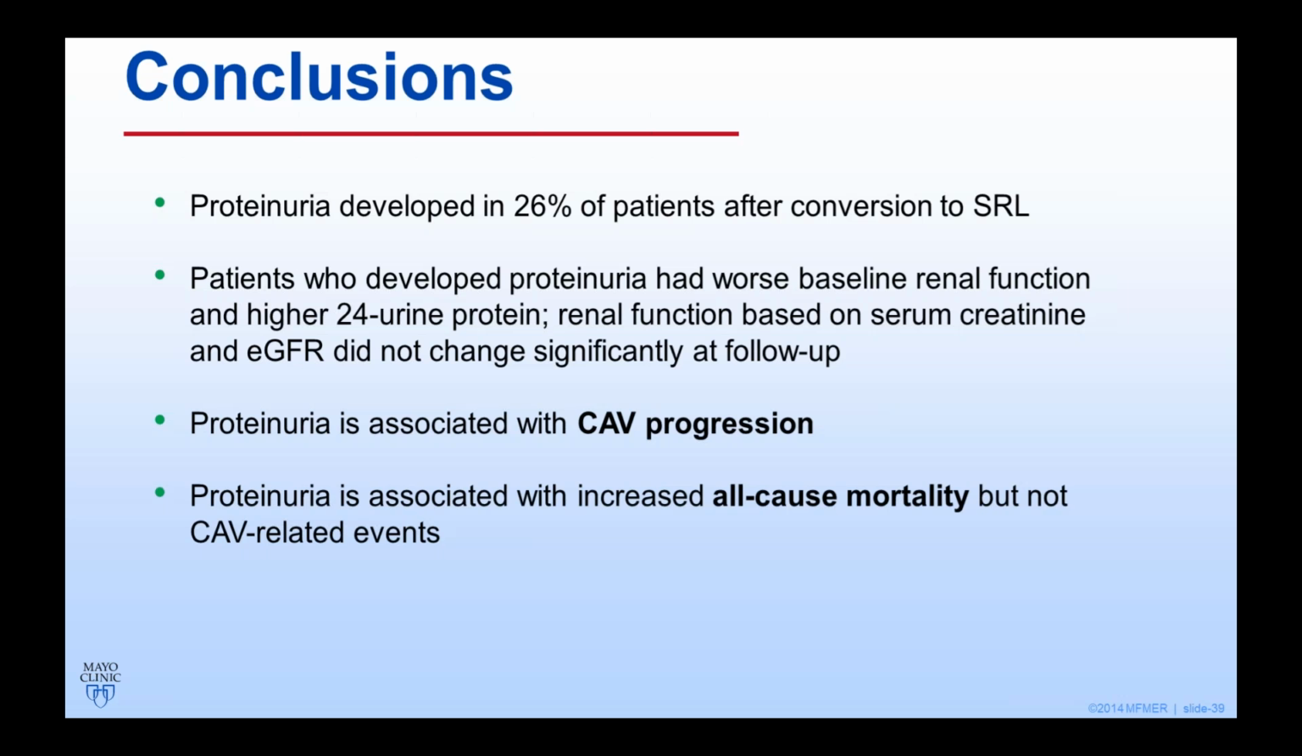So in conclusion, proteinuria developed in 26% of the patients after conversion to sirolimus. The patients who developed proteinuria had a worse baseline renal function and higher baseline 24-hour protein, but renal function, serum creatinine and GFR did not change significantly through follow-up. Proteinuria was associated with increased progression of coronary allograft vasculopathy and was also associated with increased all-cause mortality, but not CAV-related events.